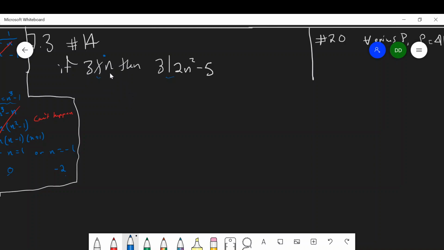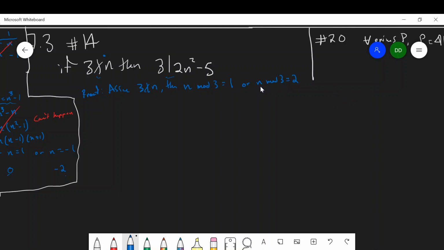So what does it mean for 3 to not divide n? Well, that means that n mod 3 can't be 0. And so that means n mod 3 is either 1 or 2. So let's start there. Proof. So we'll assume 3 does not divide n. Then n mod 3 can't equal 0. Otherwise 3 would divide n, right? So then n mod 3 is equal to 1, or n mod 3 is equal to 2.